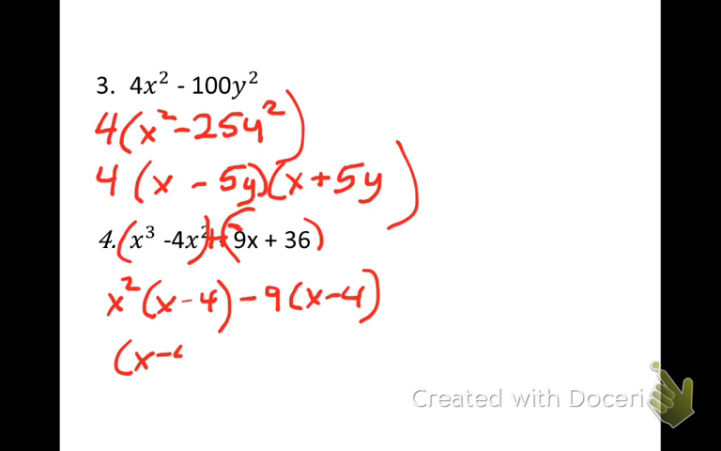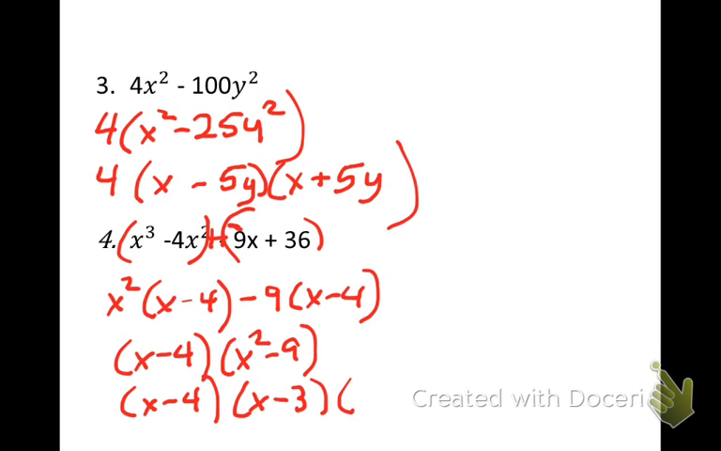So now I have an x minus 4 in common. I'm going to factor that out, leaving me x squared minus 9. And I hope that you're, again, looking, because yes, x squared minus 9 does factor into x minus 3 times the quantity x plus 3, because it's a difference of squares. So make sure you factor completely.